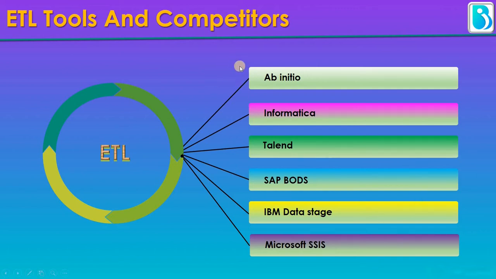Among those tools, these are the very popular and widely used tools right now in the market. Starting with Ab Initio, Informatica, Talend, which is an open source tool currently trending in the market, SAP BODS, IBM DataStage, and Microsoft SSIS. These are the widely used tools as I am aware. There may be other tools as well which are used by different companies. Moving on to the next slide.